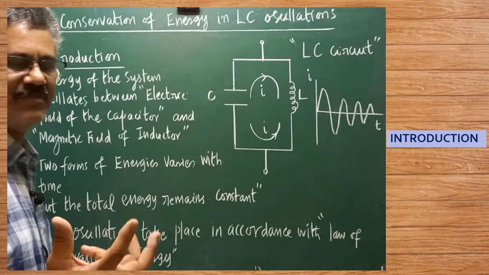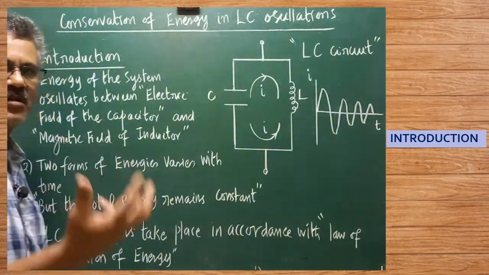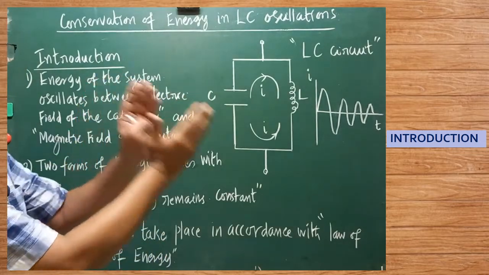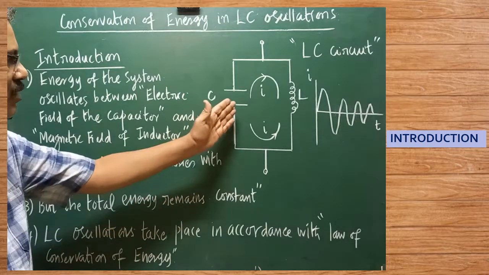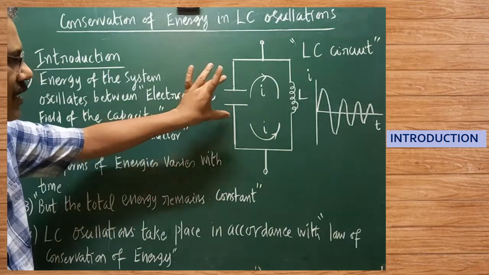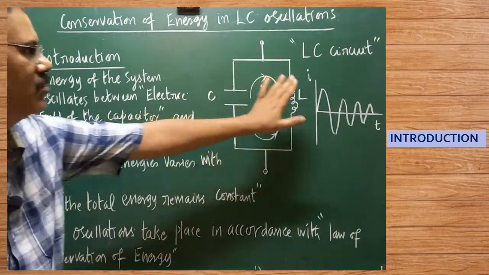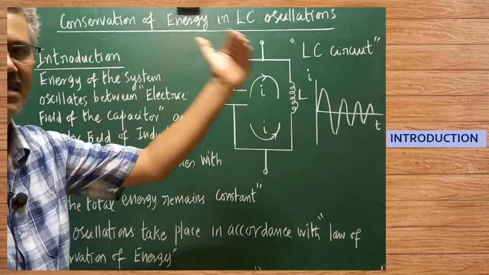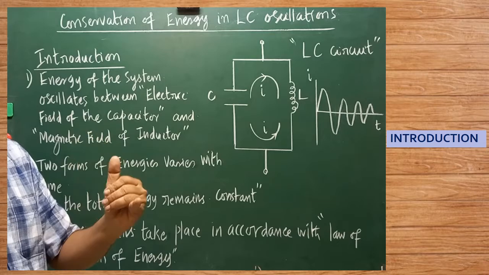What does the law of conservation of energy say? Energy can neither be created nor be destroyed. One form of energy will be transformed into another form. Here also, look, the electrostatic potential energy is converted into electromagnetic potential energy. It shows that one form of energy is transformed into another form. That is the first thing.